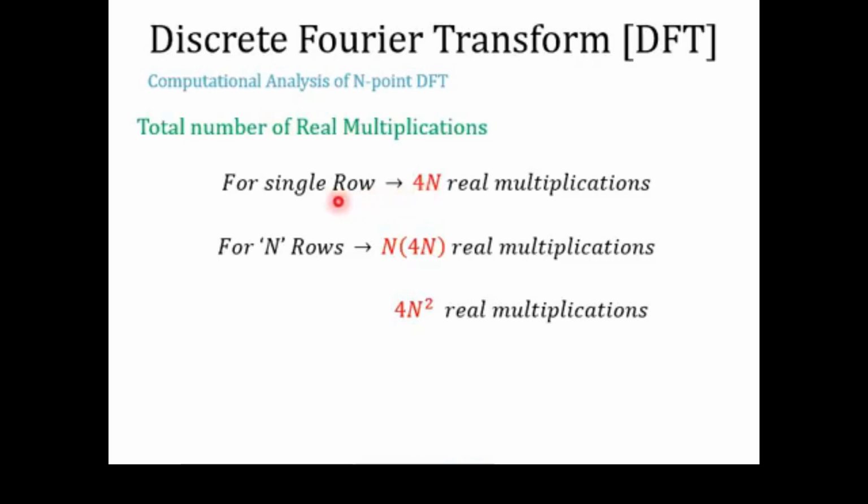So this is the case of a single row. For the whole matrix, or for n number of rows, we can simply multiply 4n with n, which will provide us 4n square real multiplications. So whenever we perform n-point DFT, this many real multiplications are required.